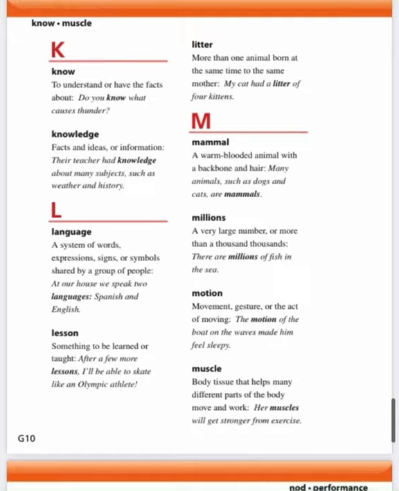Mammal. A warm-blooded animal with a backbone and hair. Many animals such as dogs and cats are mammals. Millions. A very large number, or more than 1,000 thousands. There are millions of fish in the seas.